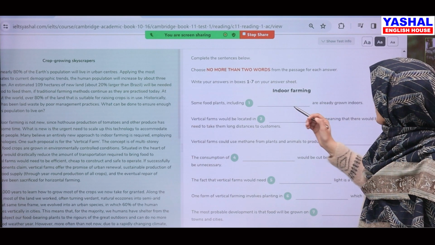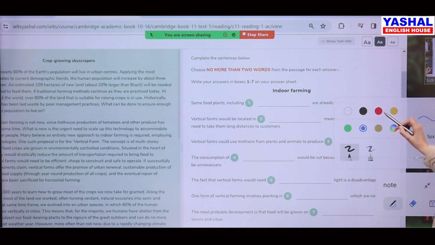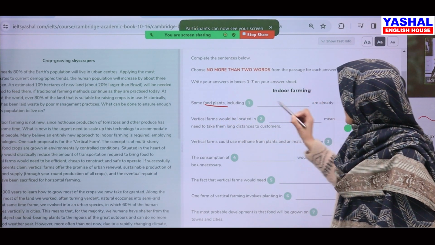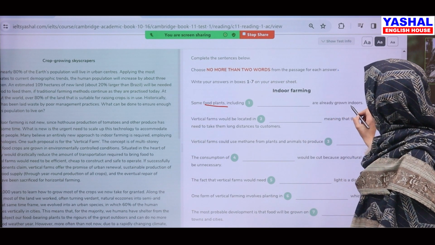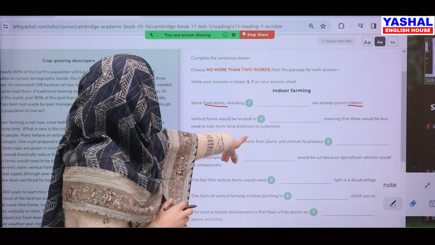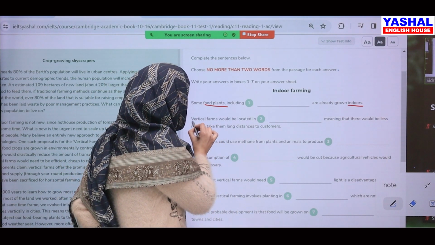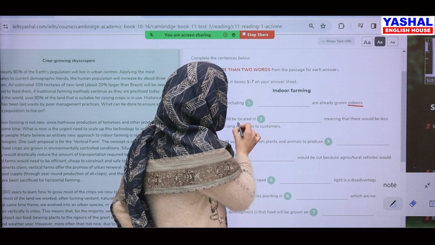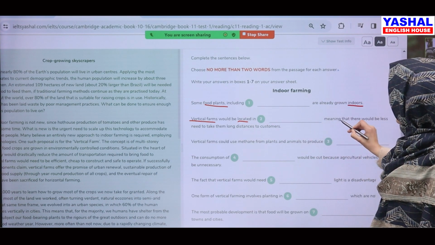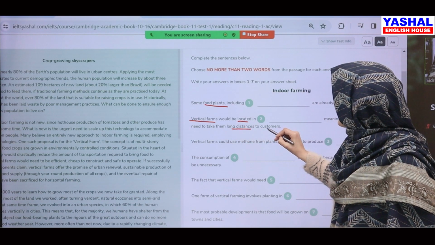Question number 1. Some food plants including dash are already grown indoor. Okay, here the keyword is indoor, that some food plants are already grown indoor. After that we have vertical forms would be located. Vertical form is the keyword. Would be located, it means location. हमने जगह place तलाश करनी है, ठीक है? Located in the dash, meaning that they would be less need to take them long distances to customers.